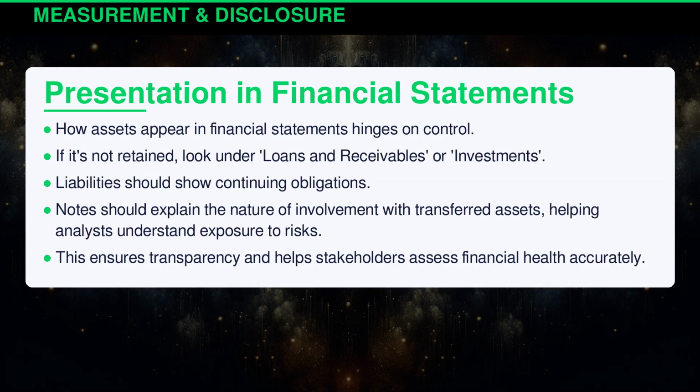How assets appear in financial statements hinges on control. If it's not retained, look under loans and receivables or investments. Liabilities should show continuing obligations. Notes should explain the nature of involvement with transferred assets, helping analysts understand exposure to risks. This ensures transparency and helps stakeholders assess financial health accurately.